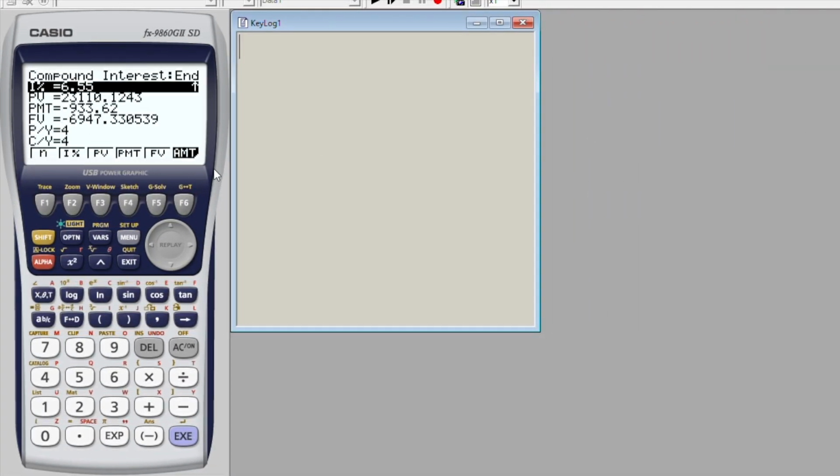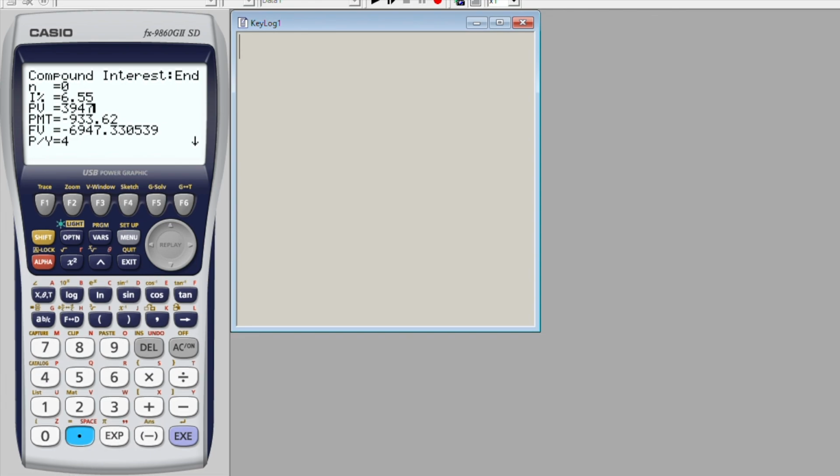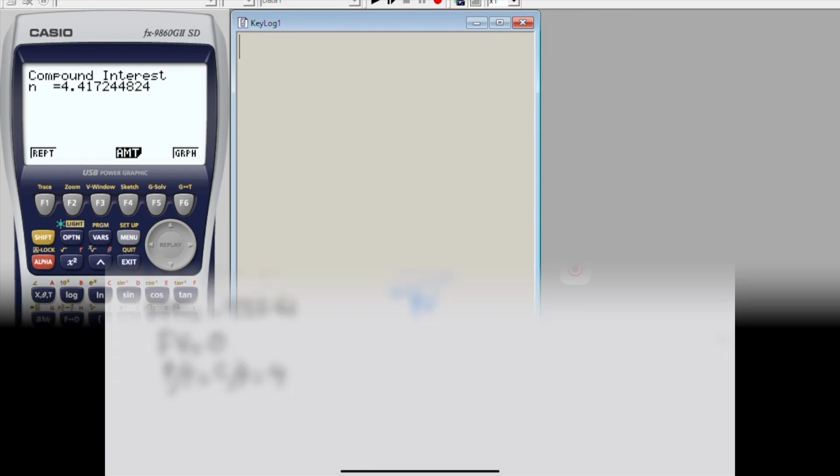Now let's try to find this n using the graphing calculator. Now we need to find n. So I'll keep that 0. I is going to be the same, 6.55. The present value, however, is going to change now. It's going to be 3947.33. The PMT is going to be the same. The future value, however, is going to be 0. And P/Y and C/Y will be the same. So in order to find n, it's going to be 4.417, which means 4.41 quarters.